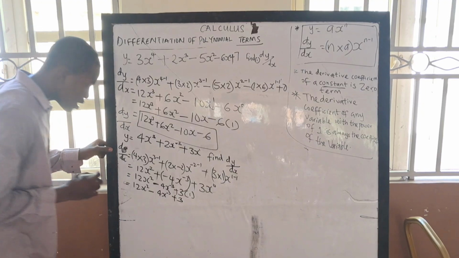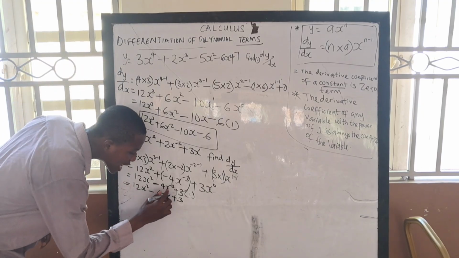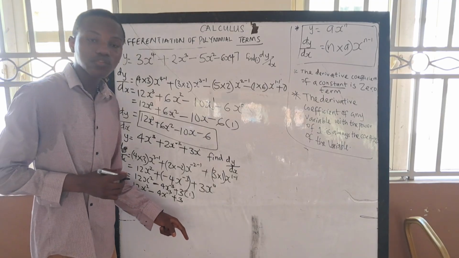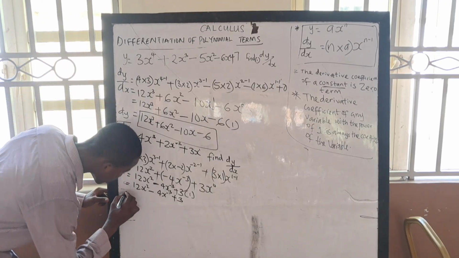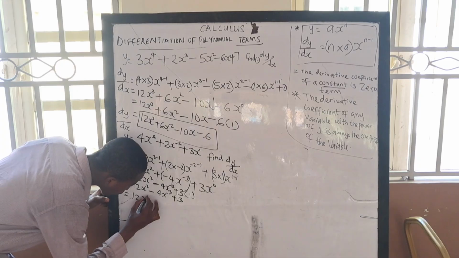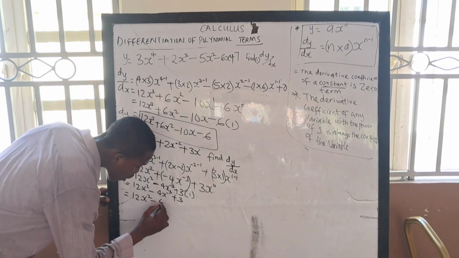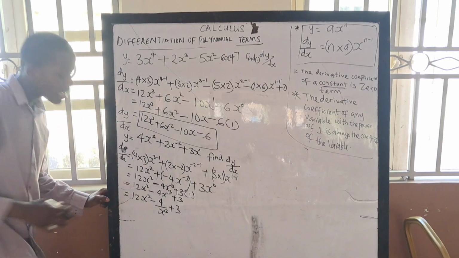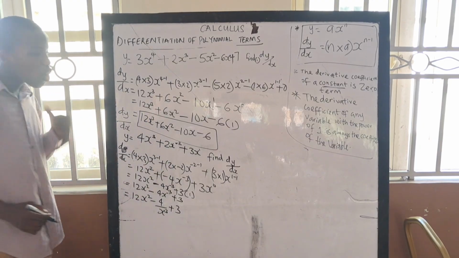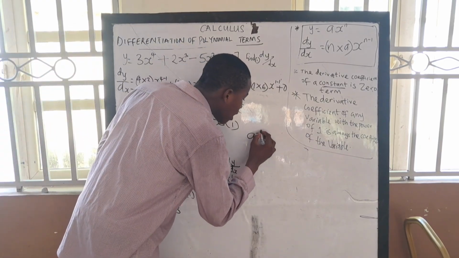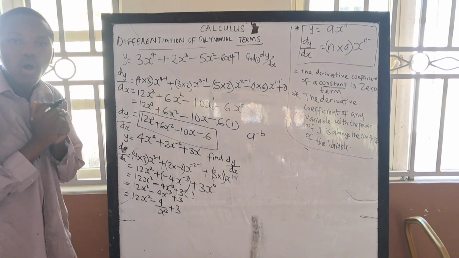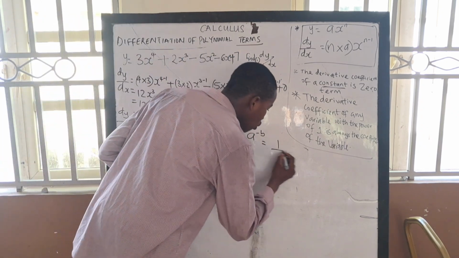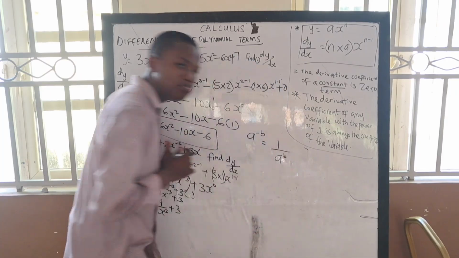Right? Now remember, I'm having a negative power of x here. And my final answer must not have a negative power of x. So what will I do? I'll further simplify. This is 12x squared minus 4 over x raised to power 3 plus 3. How did I get 4 over x raised to power 3? Recall, if you have a raised to power minus b, using our laws of indices, a raised to power minus b is the same as 1 over a raised to power b.